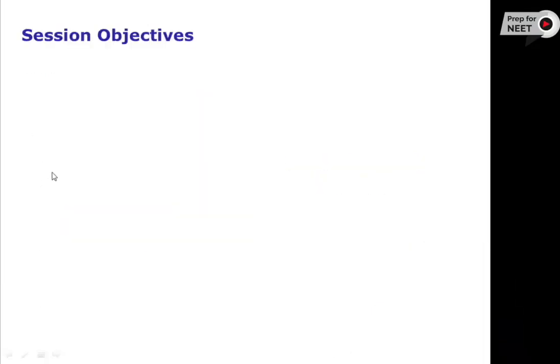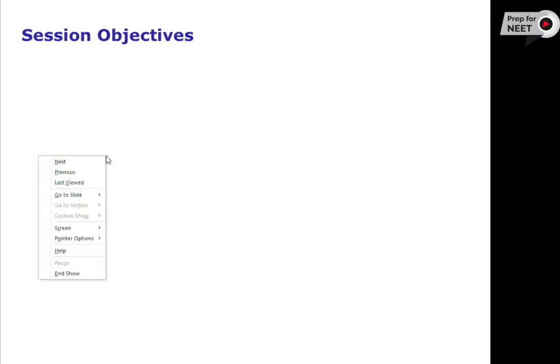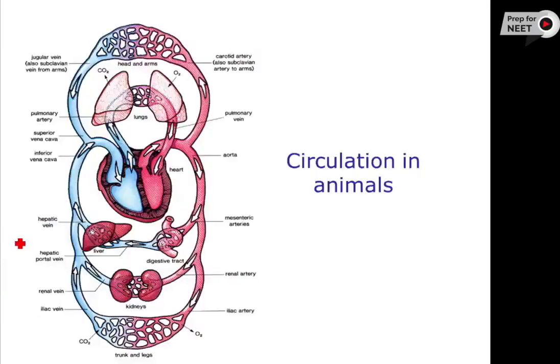The inferior and the superior vena cava bring the deoxygenated blood to the heart. So these are the largest veins in the body.